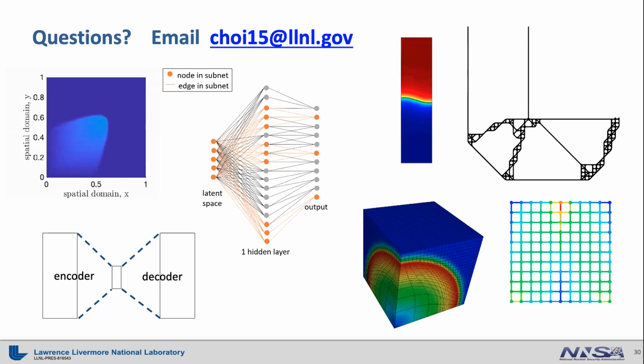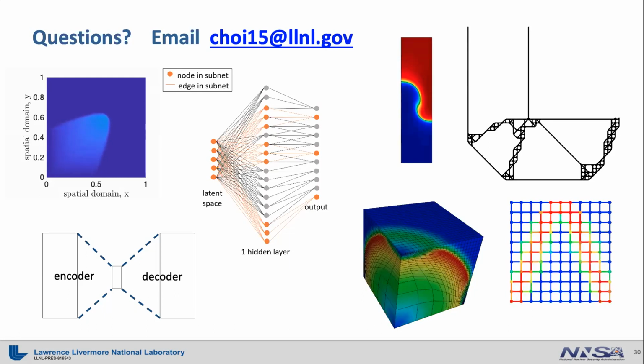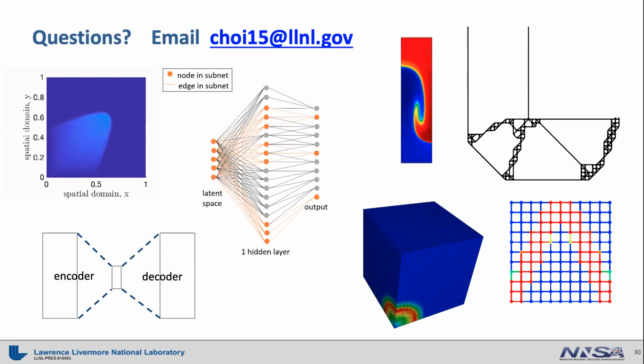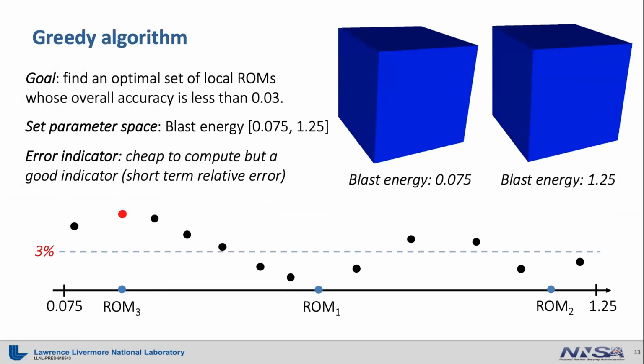In your greedy algorithm, you add high fidelity points, and so it generates a local ROM, if I understand well. So there is maybe a validity domain for each local ROM. How do you design this validity domain locally?